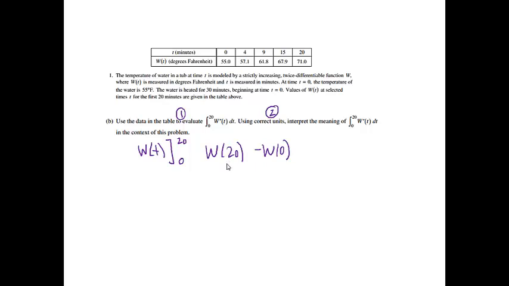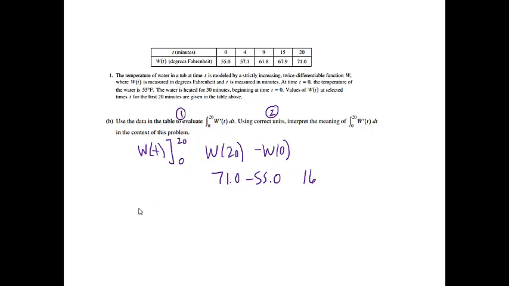If we look up the w of 20 in the table, it's going to be 71.0. w of 0 is 55. So if I subtract those two, I will get 16. Alright, so my answer is 16, and I just need to decide now what that means. If I'm taking the integral of w prime, that's going to go from degrees per minute just to degrees, and since I got a positive 16, I know what this means.